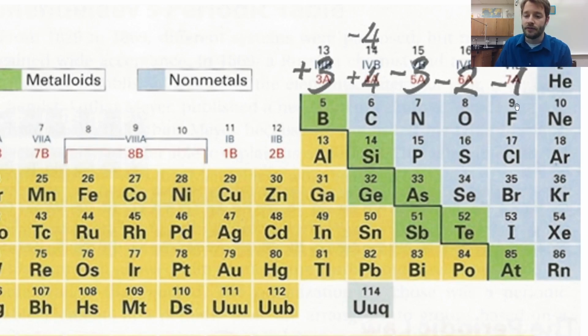And then the halogens, finally, one of the most reactive groups on the periodic table, along with the alkali metals. They have 7 valence electrons. They're 1 away from 8. They want to gain 1, forming a -1 charge.